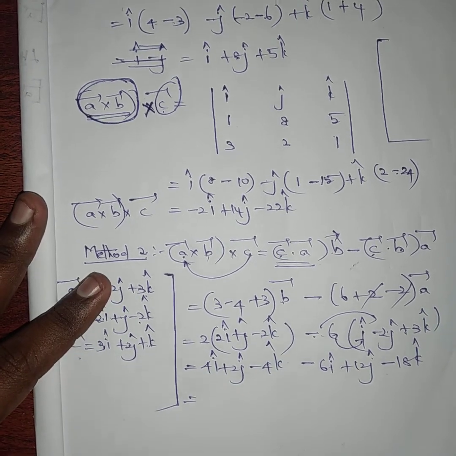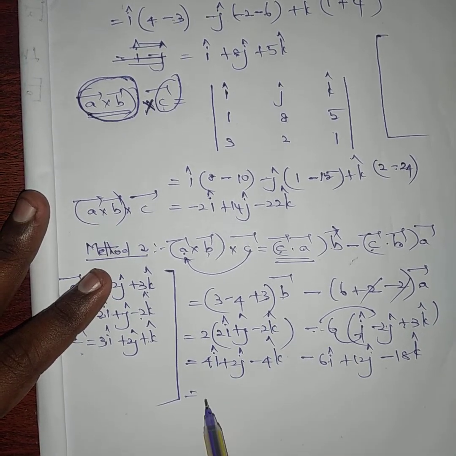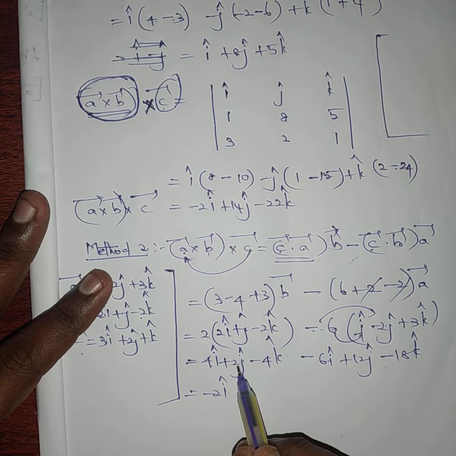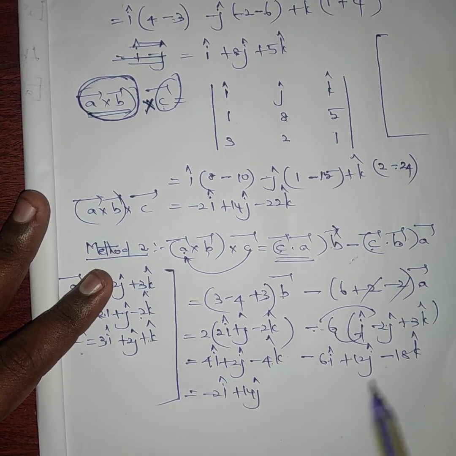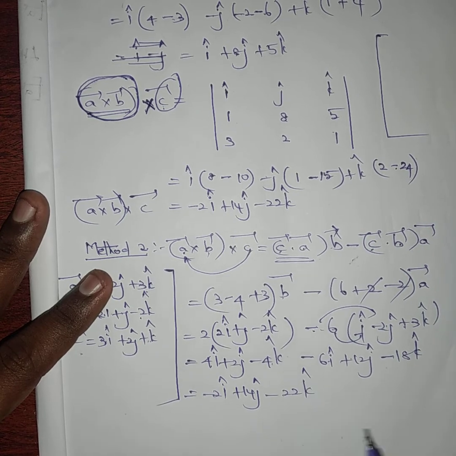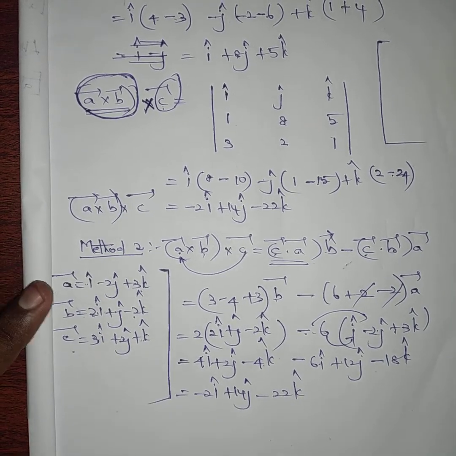So I want to move towards the sum. 4i cap minus 6i cap is nothing but minus 2i cap. 2j plus 12j is nothing but plus 14j. Minus 4k minus 18k is nothing but minus 22k cap. So this is our required answer.